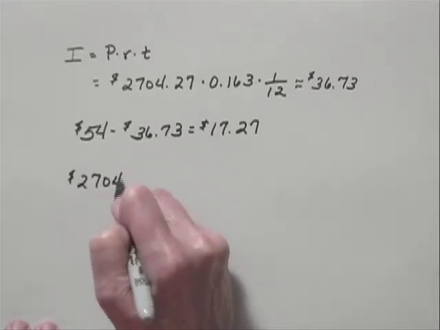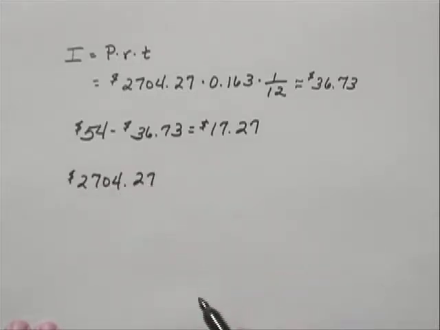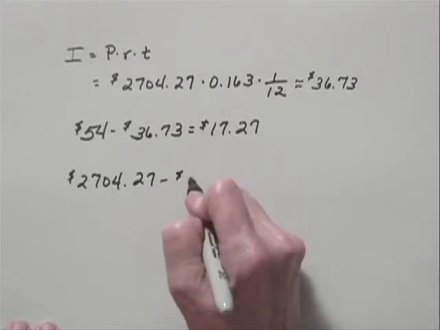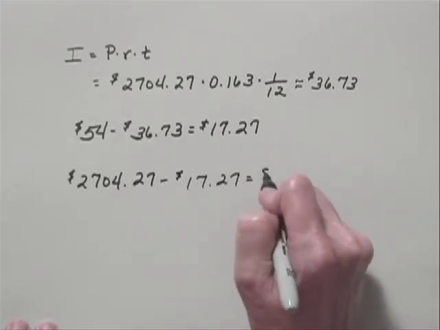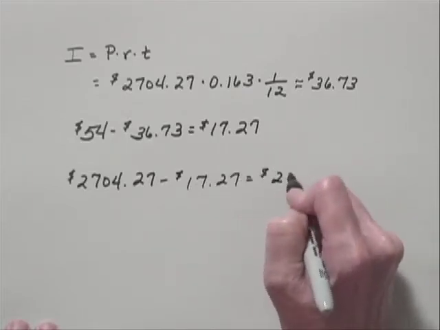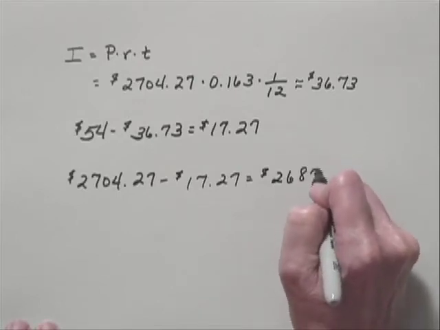And then we need to find the principal after the payment is made, and that is the original balance, $2,704.27, minus this amount that was applied to the principal, minus $17.27, and that difference is $2,687.